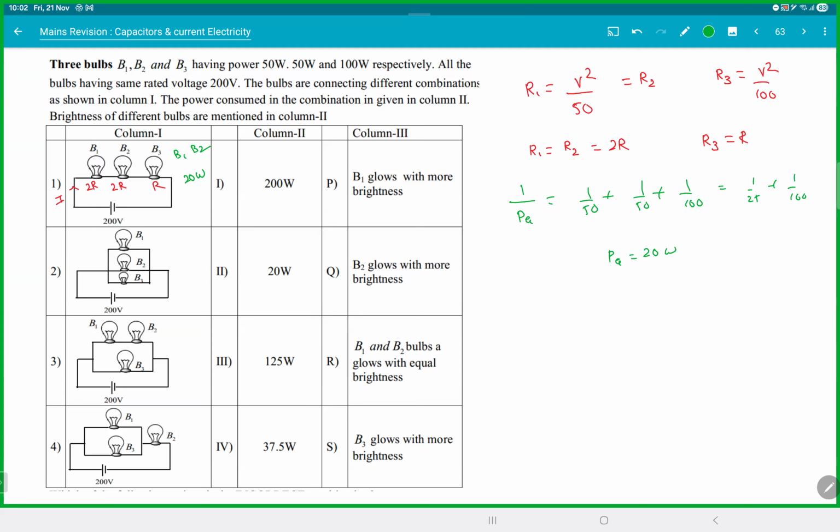So that's it. Once you know this, it will not take much time to solve now. But the brightness thing you have to check though. So here all three are in parallel. So if all are in parallel, P is equal to V squared by R, so whoever has more rating will glow more, right? So B3 will glow more. Power too will add up, 200 watts.